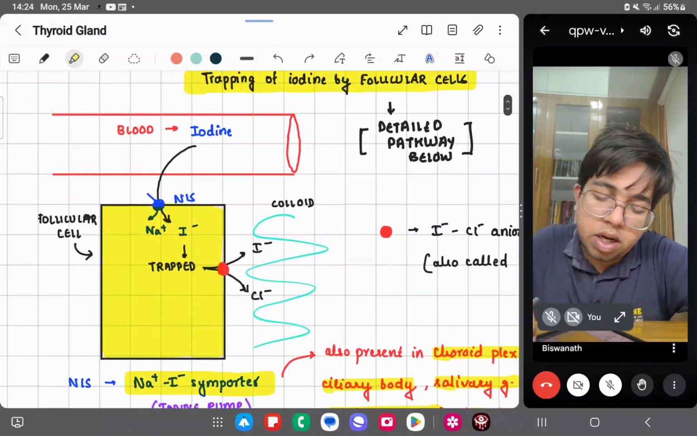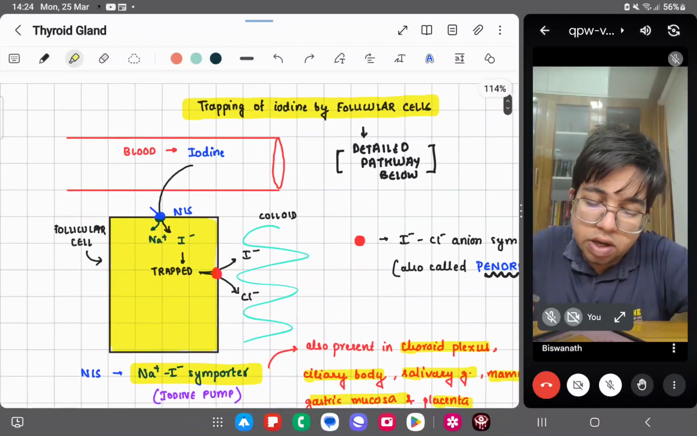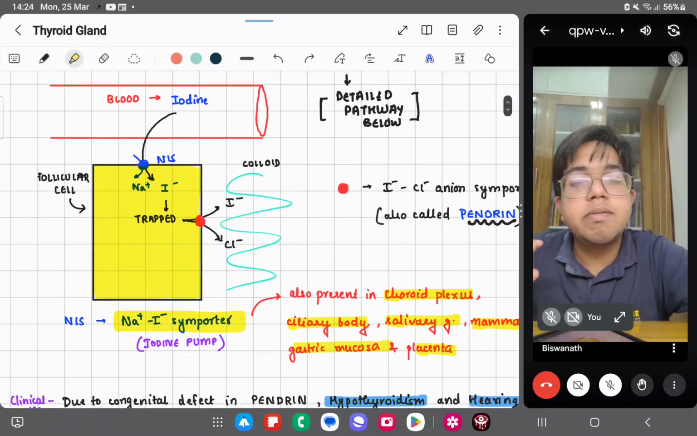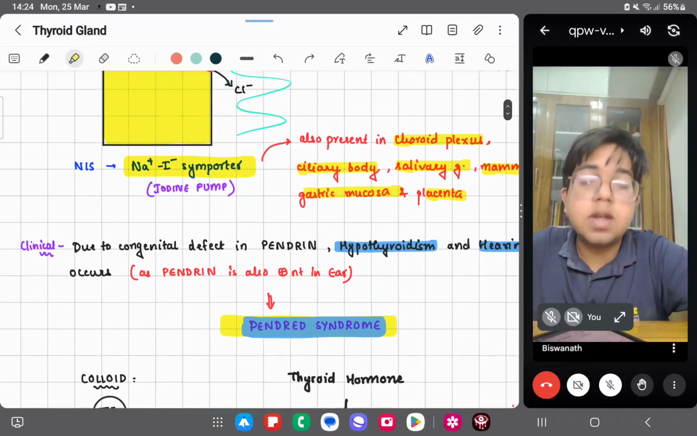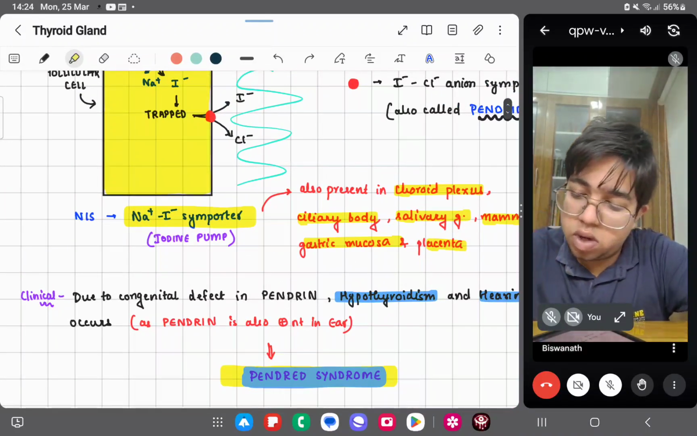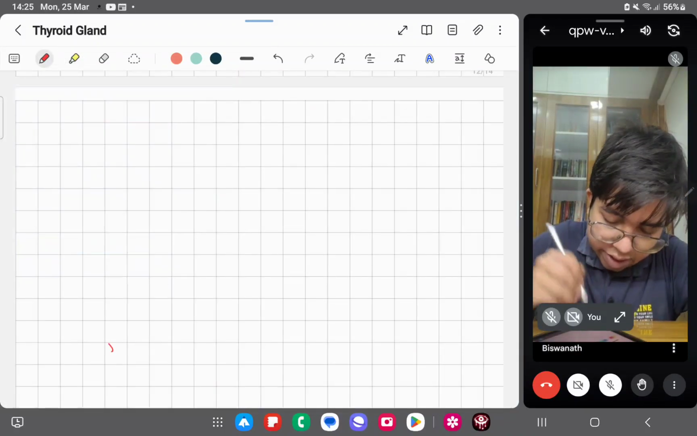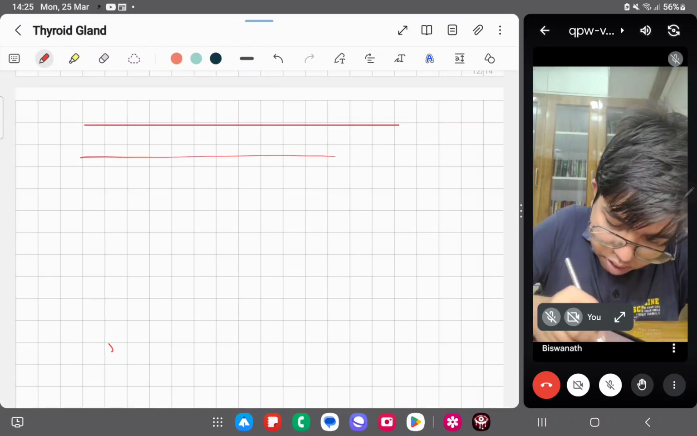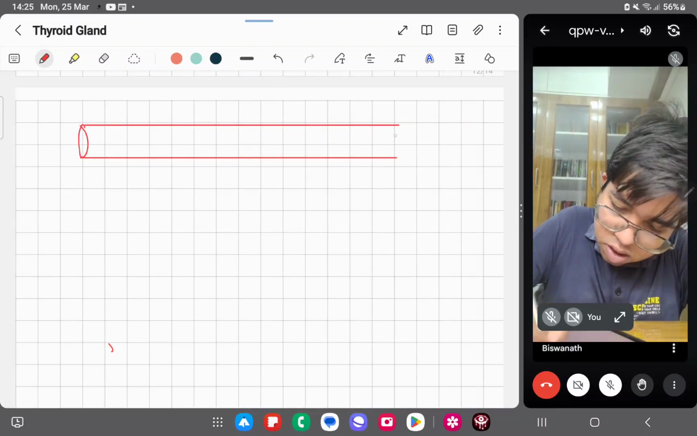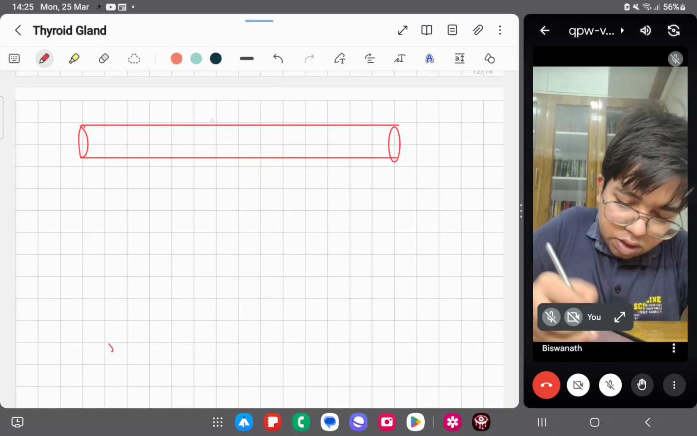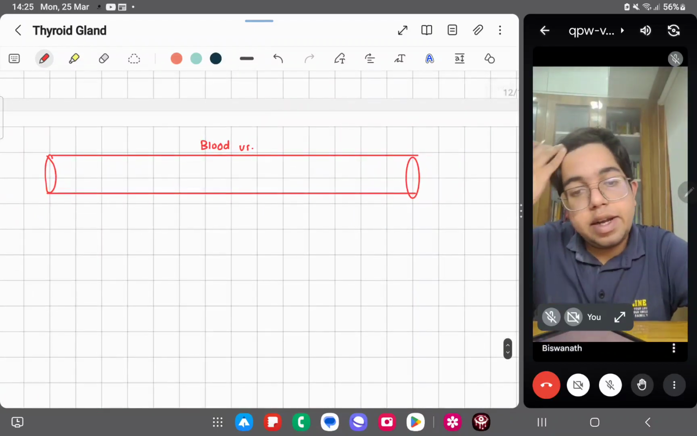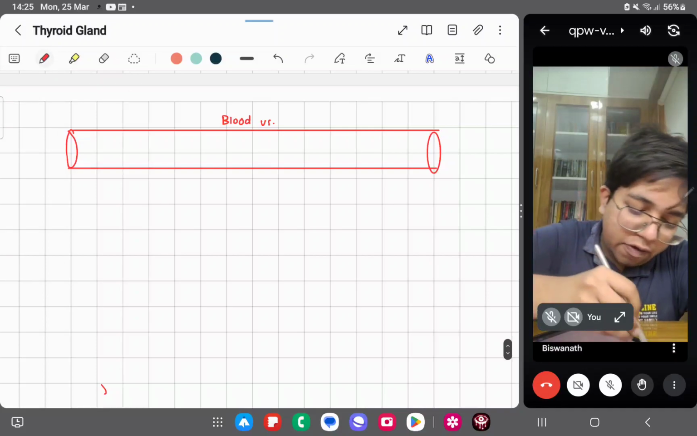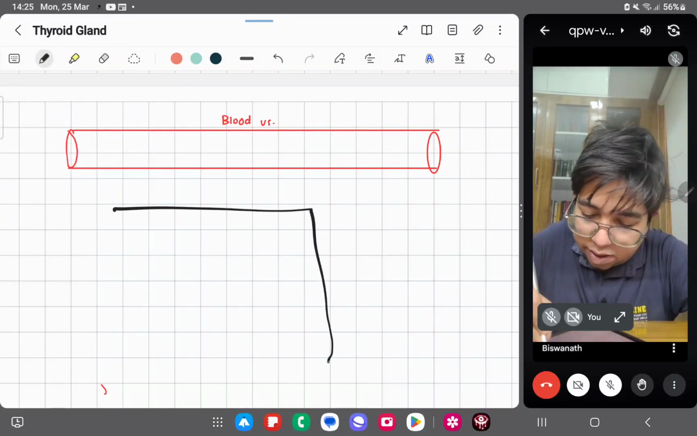So basically, there is a phenomenon which you have to understand. If you're not comfortable with this, should I draw it for you? I feel that you have to understand this, so let me draw it. Let's say you have a blood vessel here. This is your blood vessel, and in this blood vessel, we will take one follicular cell.